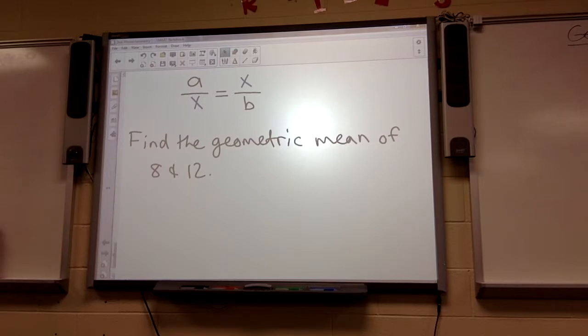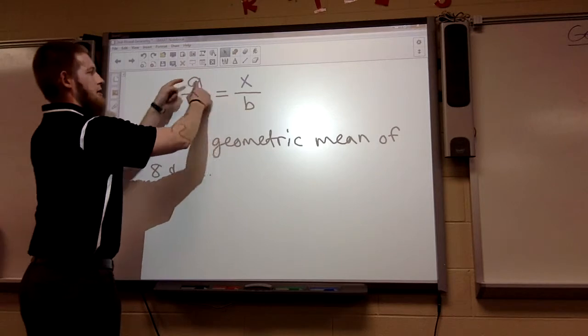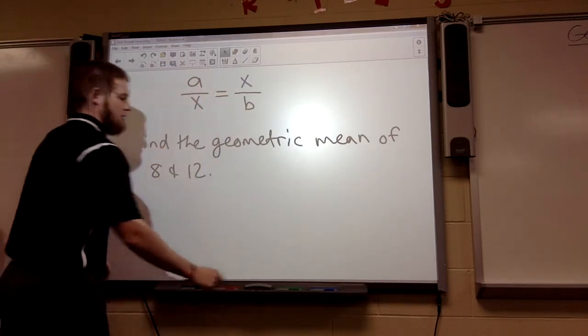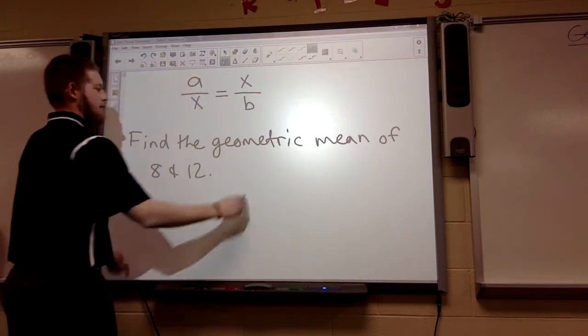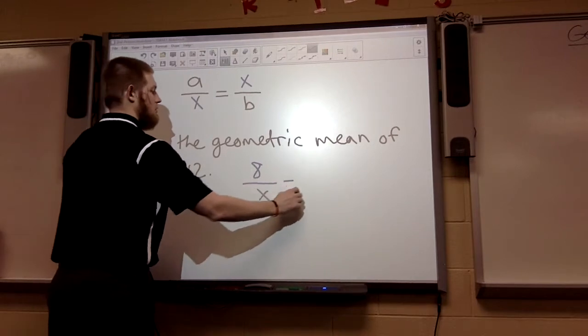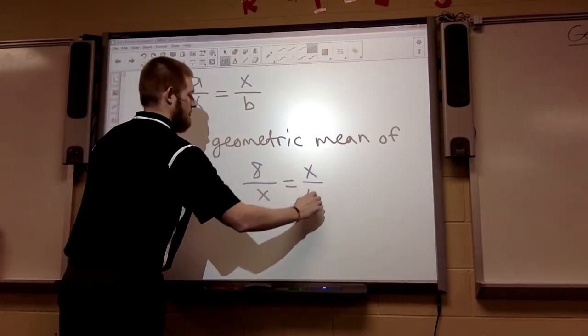Where's 8 going to go? On the a. Could I put it in for b? Yeah, it's not going to matter. Either way, you're going to end up multiplying them, right? Because we're going to cross multiply, because it's ratios with an equal sign in the middle. So either way, you're cross multiplying, so it doesn't matter. 8 over x equals x over 12.